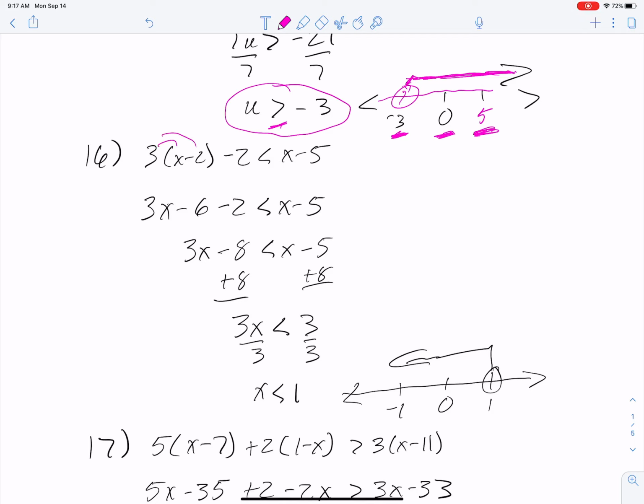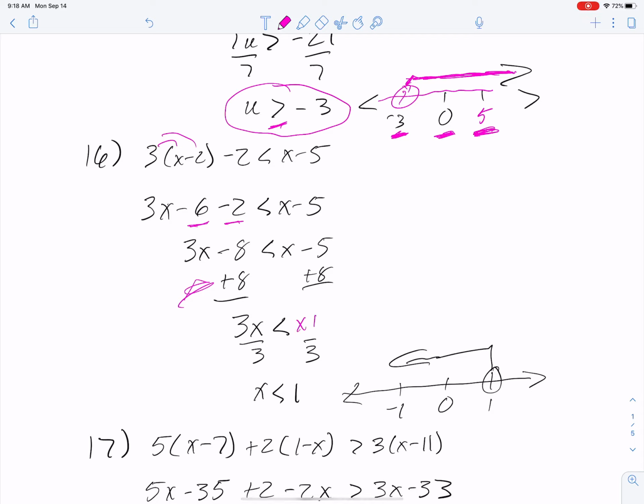So number 16, again, I have to begin with some distribution. I distribute 3 to my x and my negative 2. Leads to 3x minus 6 minus 2 is less than x minus 5. I combine my two like terms. I add 8 to the other side. Oh, weird. I lost an x in my next step. So let's make a correction on that.